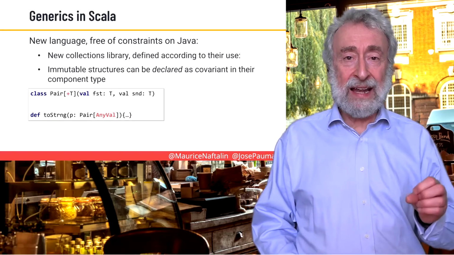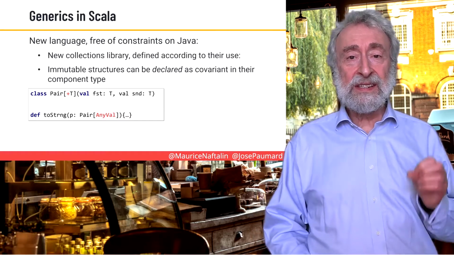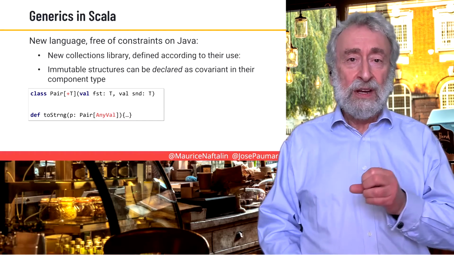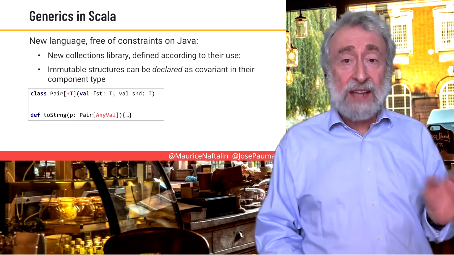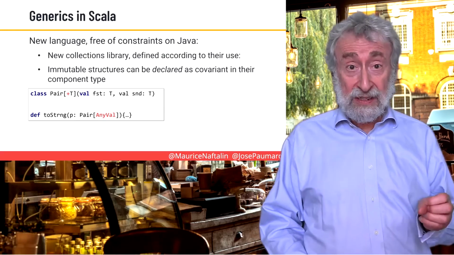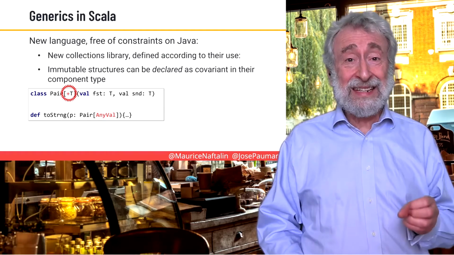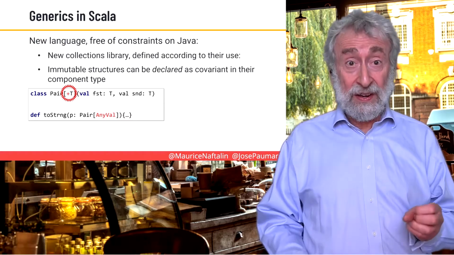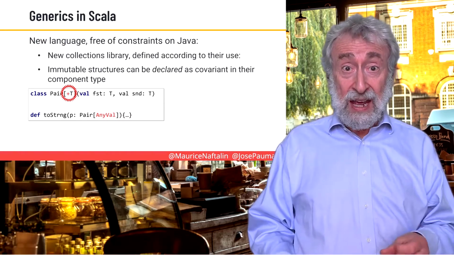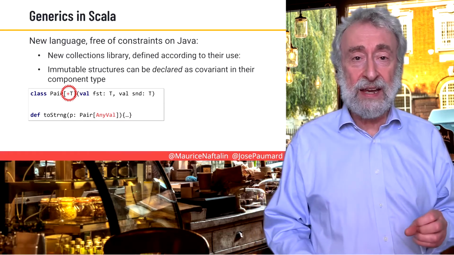So here's a pair class written in Scala that takes a type parameter T with the plus sign there, indicating that that T is to be treated as a covariant type, with the result that the container is, by definition, covariantly typed.